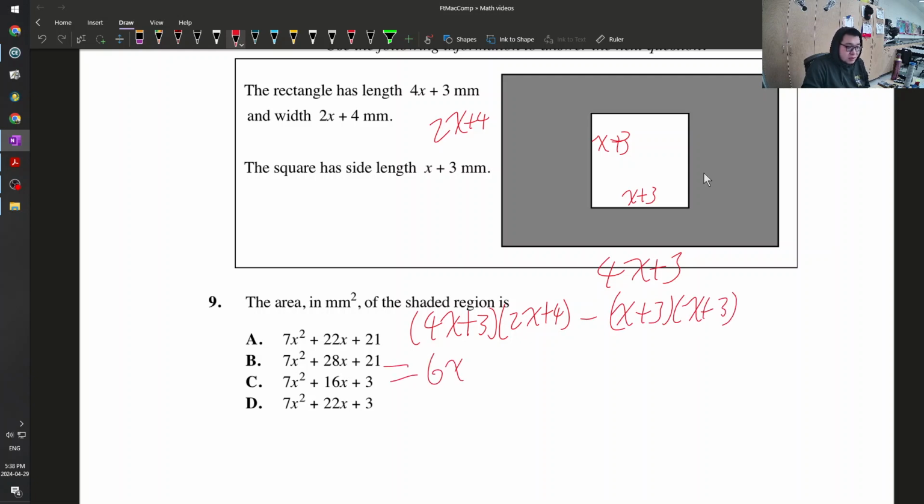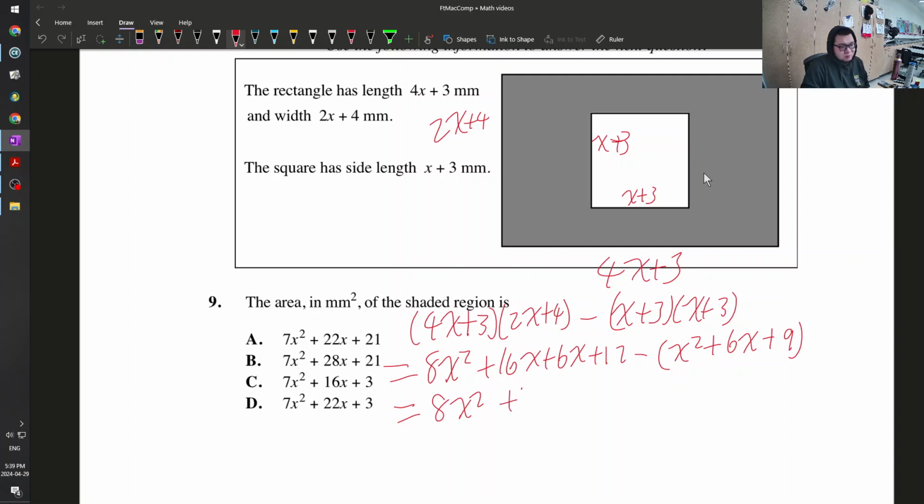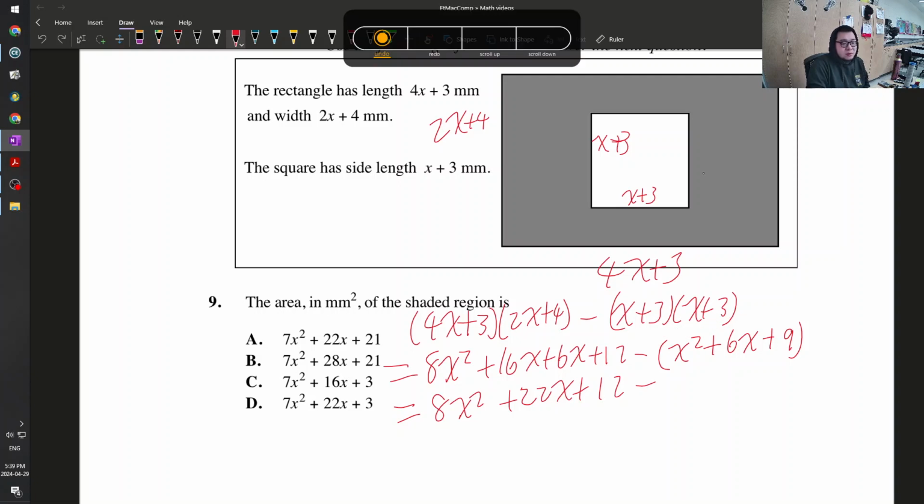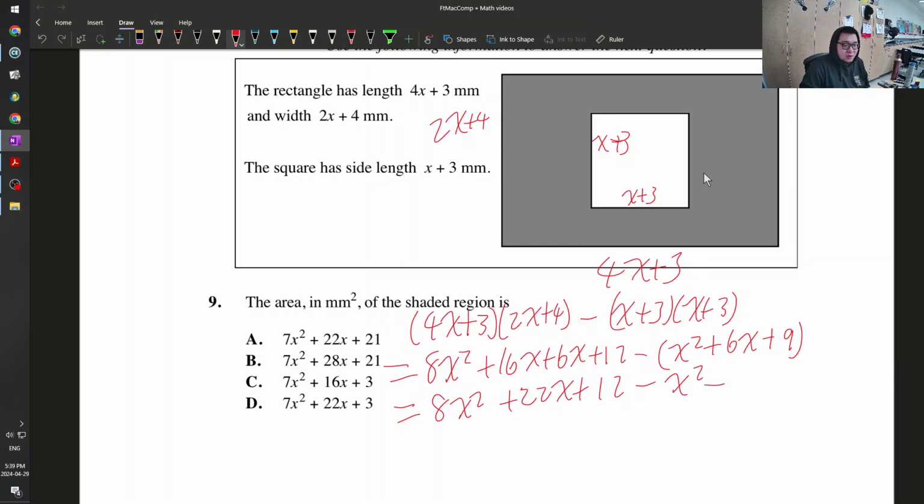Okay, expand. 4 times 2 is 8x squared plus 16x plus 6x plus 12 minus, so I make sure everything is kept in brackets because of this negative sign, x squared plus 6x plus 9. Simplify everything, 8x squared plus 22x plus 12 minus, so make sure you expand the negative sign into everything on the inside. So it is equal to subtract x squared, subtract 6x, subtract 9.